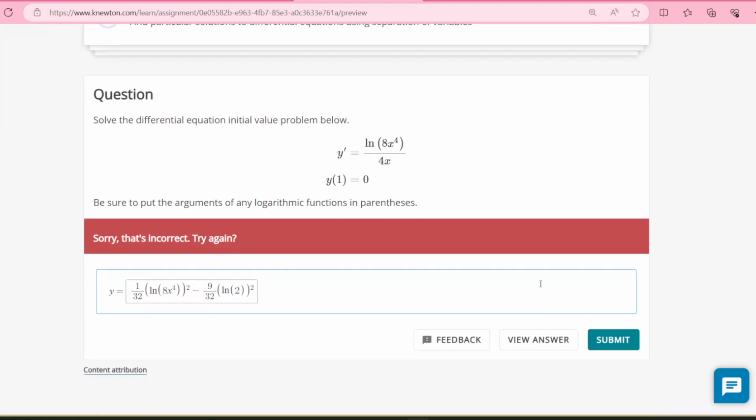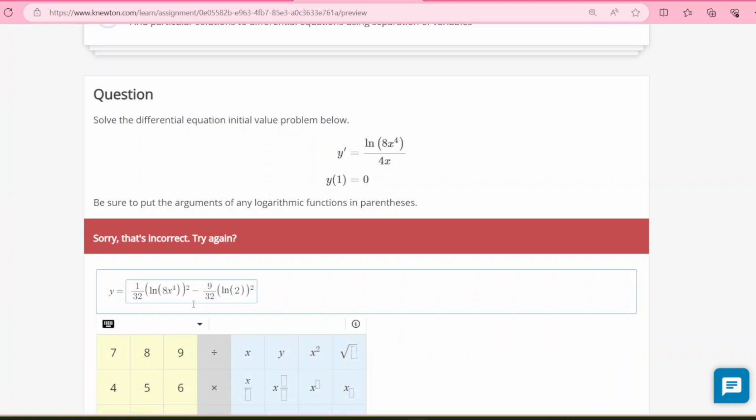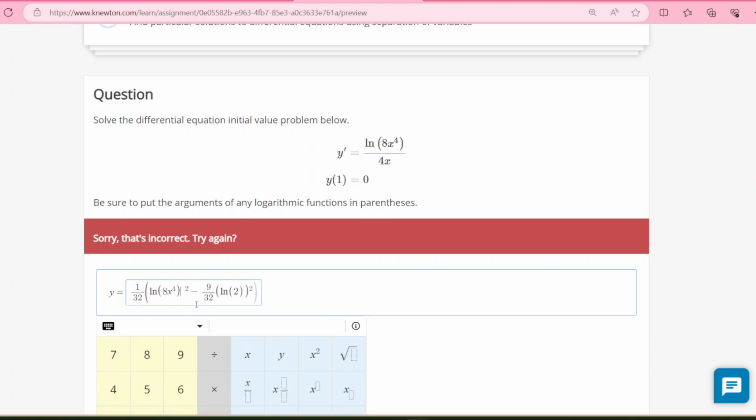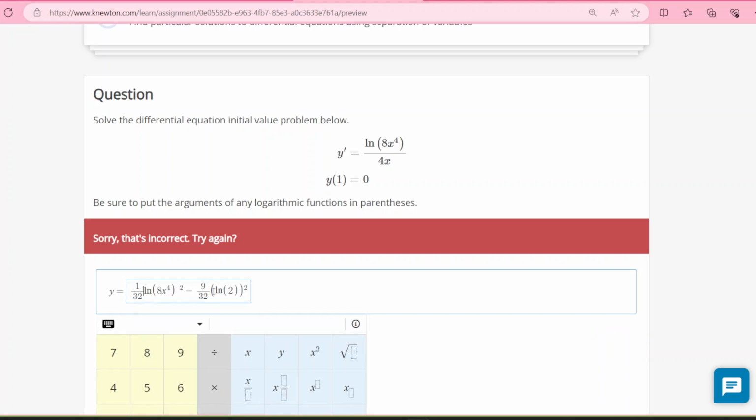Oh, what happened? All right, I'm going to double check my work here and see where I made a boo-boo. So I'm not really seeing my mistake. So it may just be in the notation here. So I'm going to get rid of these parentheses. Let's see what happens.